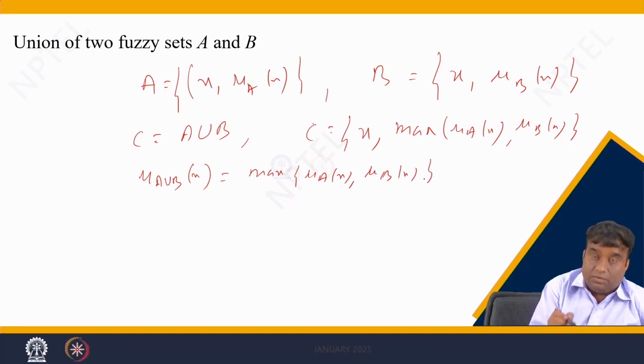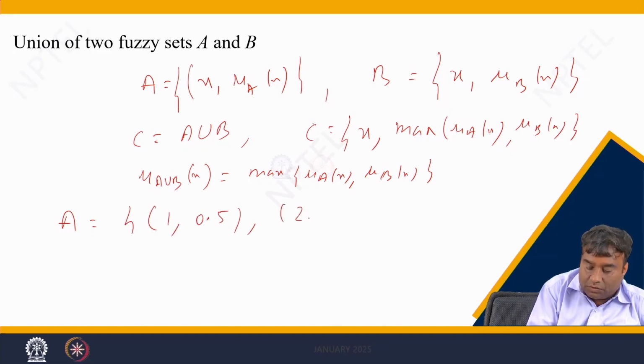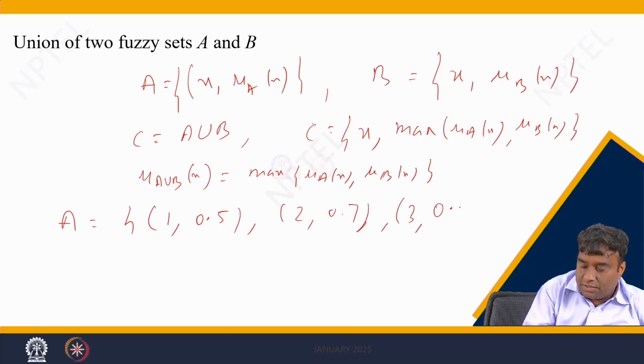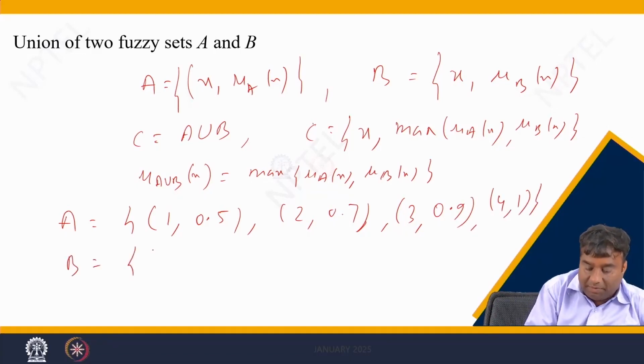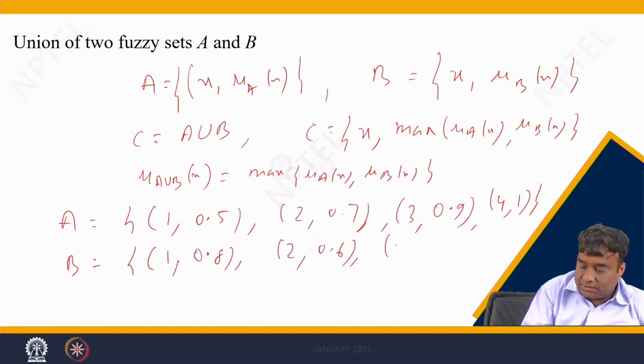So let's try to write one example. Suppose A equals, we are writing very simple, 1 with 0.5, 2 with 0.7, 3 with 0.9, 4 with 1. B equals, some elements may be common, may not be common, suppose 1 with 0.8, 2 with 0.6, 3 with 0.5, 4 with 0.2.